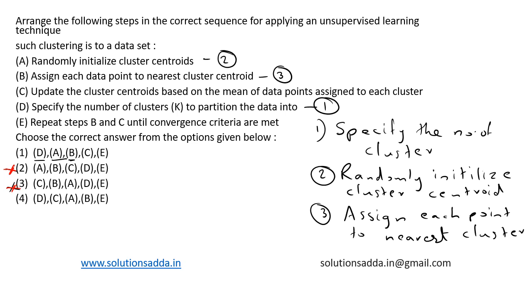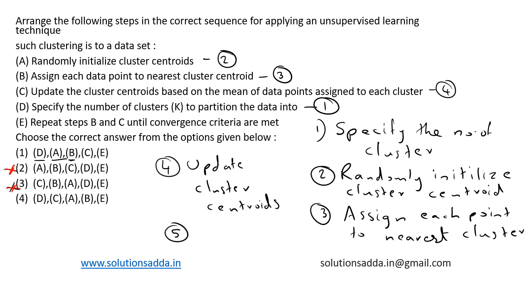Then we update the cluster centroids based on the mean of the data points. So as a fourth step, we update the cluster centroids. Then as a final step, we repeat steps B and C, that is assigning each data point to the nearest cluster and updating the cluster centroids, until a convergence criteria is met. This is the final step. So we repeat 3 and 4 till convergence. So this is what is happening.